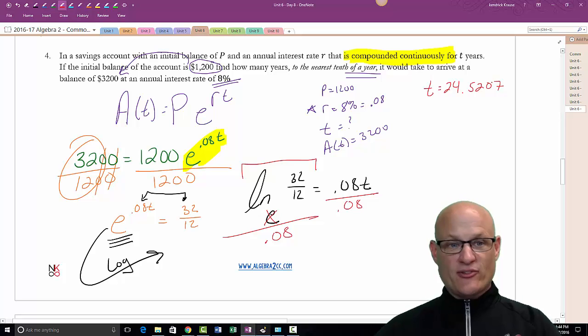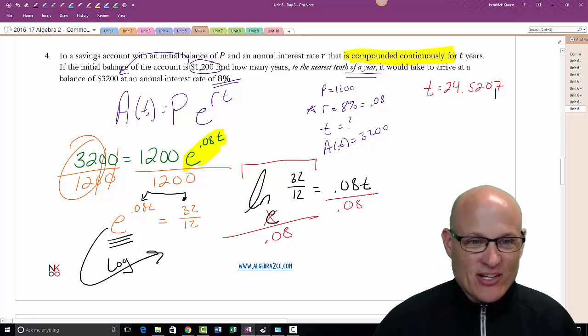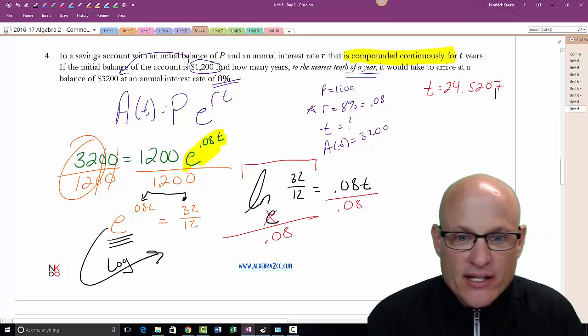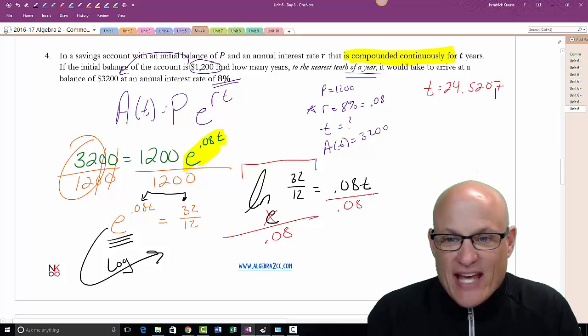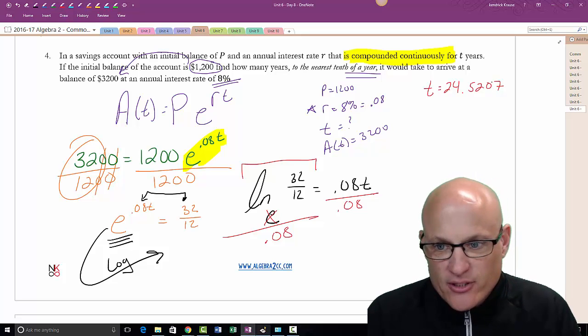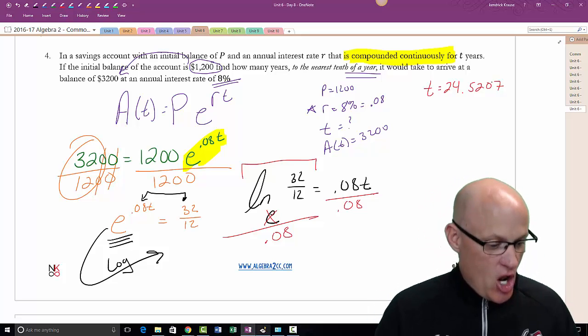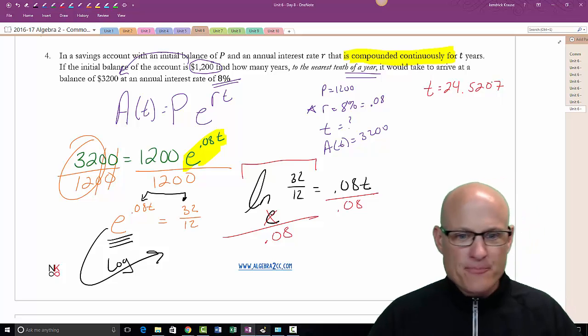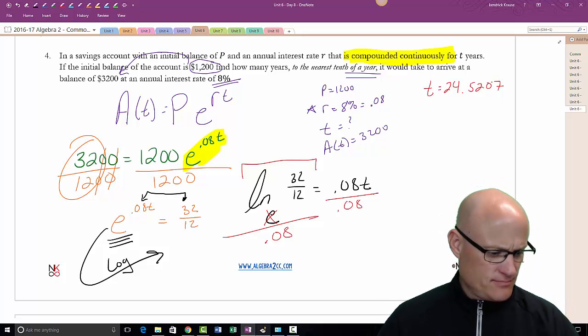So t equals 24.5207. I don't even know what the question asks anymore. In a savings account with an annual interest rate of 8%, how many years to the nearest tenth would it take to arrive at $3,200? It would take a long time.